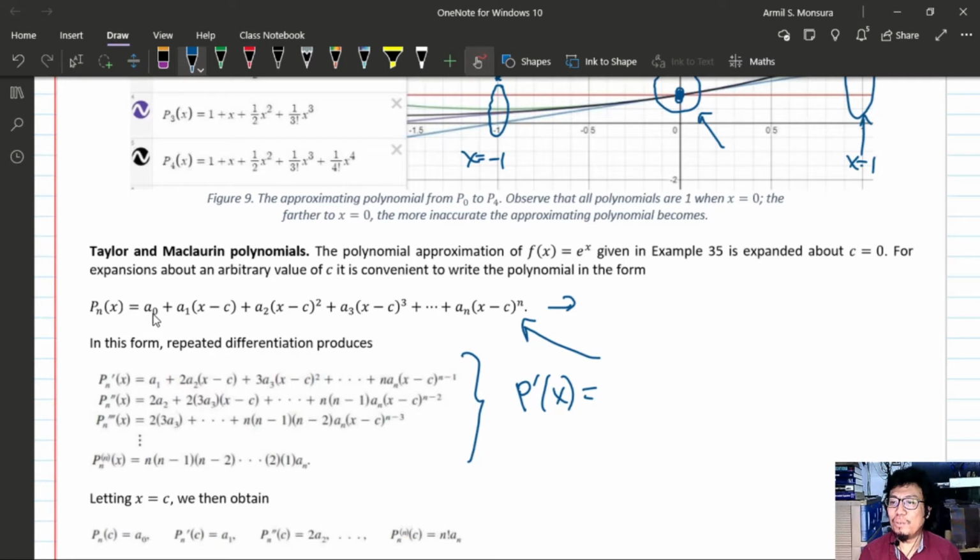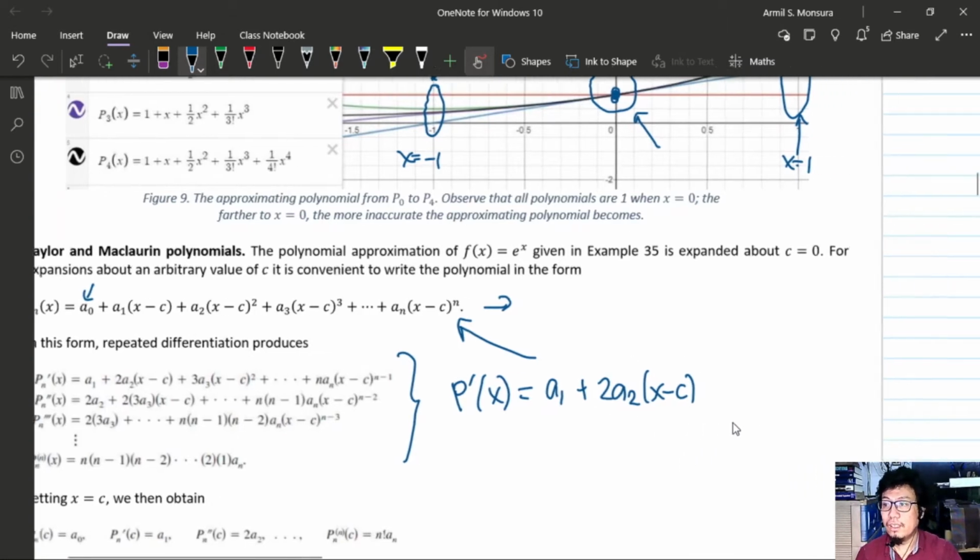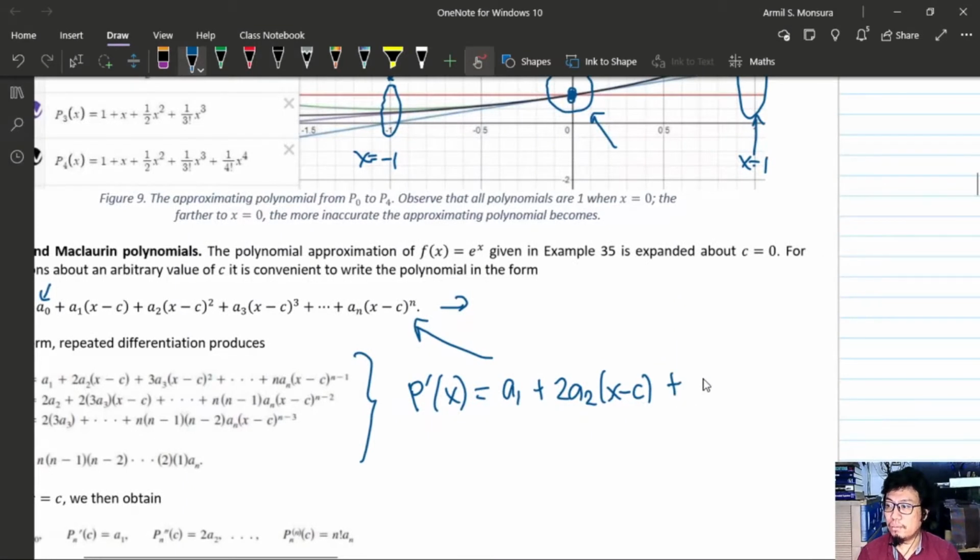So we will have 0 because this is a constant. So we will have a1 plus, this is a power term. So we will have to bring down 2, multiply it to a2, and then multiply it to x minus c. You use the power formula to get this derivative. And then the next one is 3 times a3 times (x minus c) squared, and so on.